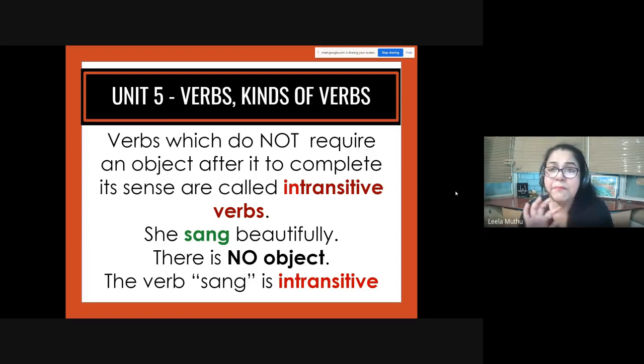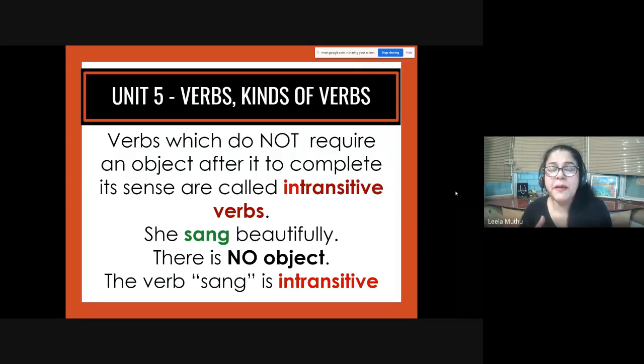Okay, she sang beautifully. There is no answer to those questions. It means there's absolutely no object in the sentence. If I say she sang, also by itself, it does not need an object or even the word beautifully to complete its sense. Okay, in such a case, the verb sang is an intransitive verb, absence of an object.